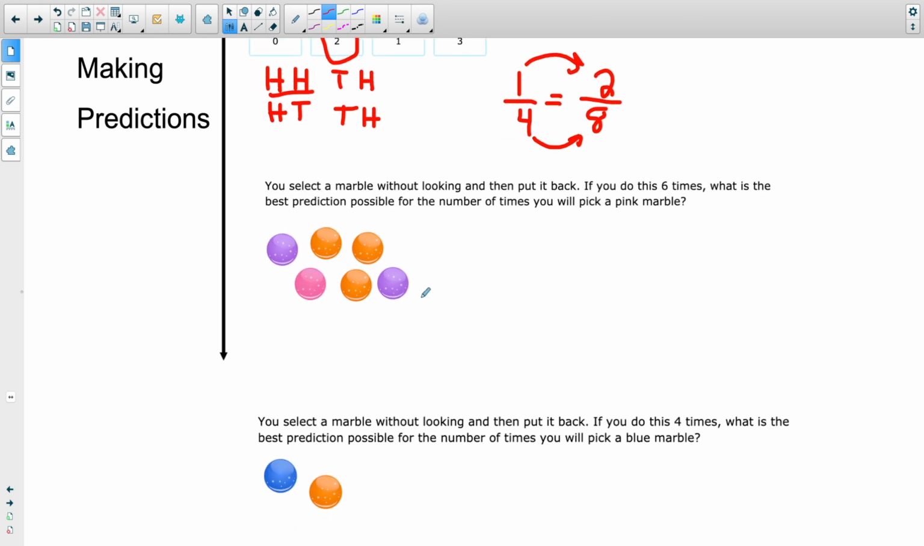Okay, let's look at this. I select a marble without looking, and then I put it back. I do this 6 times. What's the prediction for the number of times I would pick a pink marble? I have 1 pink marble out of 1, 2, 3, 4, 5, 6 marbles. So if I do this experiment 6 times, it's going to be out of 6. I could expect that I would do it 1 time, 1 out of 6. 1 time out of every 6 times I draw.